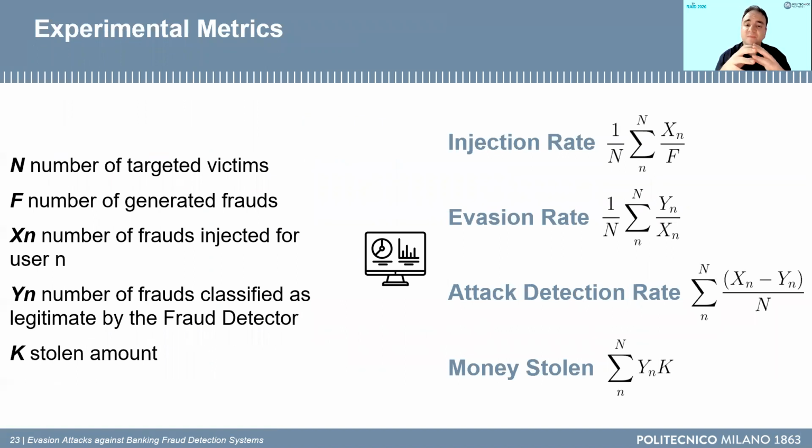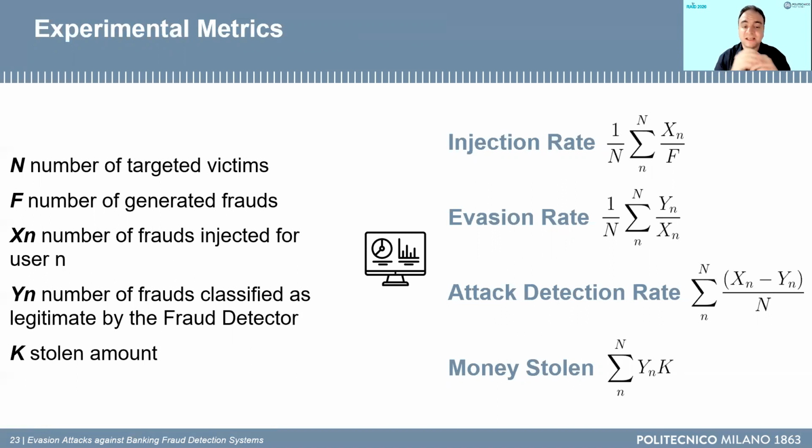We evaluate the evasion performances using four metrics: the injection rate, the evasion rate, the attack detection rate, and the money stolen. The injection rate basically indicates the percentage of candidate frauds that the oracle classified as legitimate with respect to the total number of candidate frauds generated by the attacker. With the evasion rate, we measure the percentage of frauds concealed from the fraud detection system with respect to the total frauds injected.